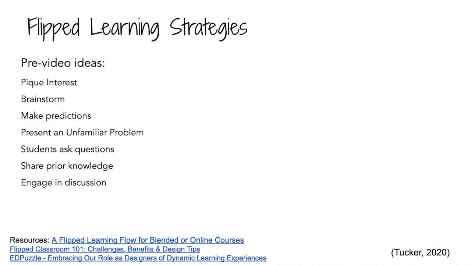So let's talk about some flipped learning strategies. If we're going to plan to use video-based instruction, then let's think about the flow of that. So before students watch the video, what kinds of activities might you plan for them to pique their interest? They can make predictions. I mean, all of the same things that we have done face-to-face. Let's just find some ways to give them that opportunity at home. And hopefully that might even include some sort of interaction with their peers.